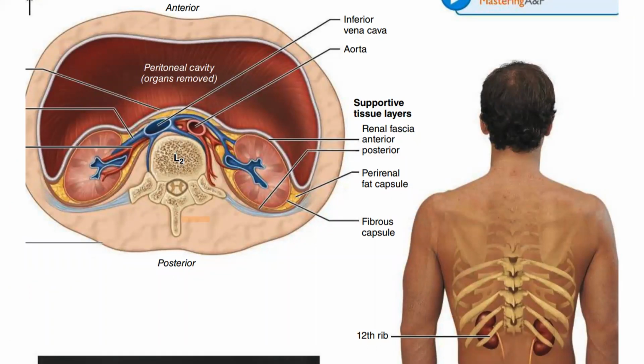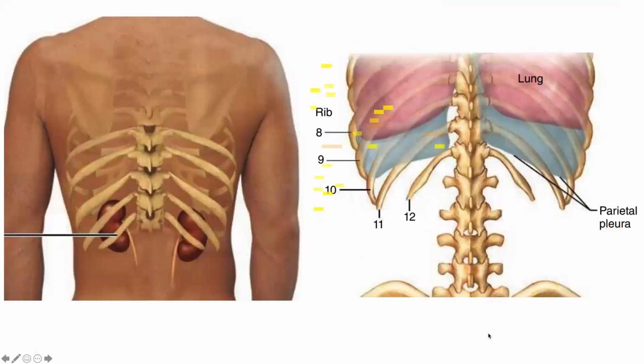And because kidneys are very close to the posterior abdominal wall, they are very closely located to the 11th and 12th ribs. And as you can see here, on the right side, the right kidney is lower because of the liver. On the left side, the left kidney is slightly higher. They are close to the 11th and 12th ribs.